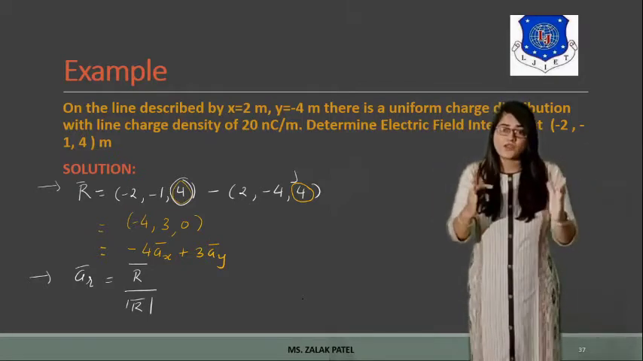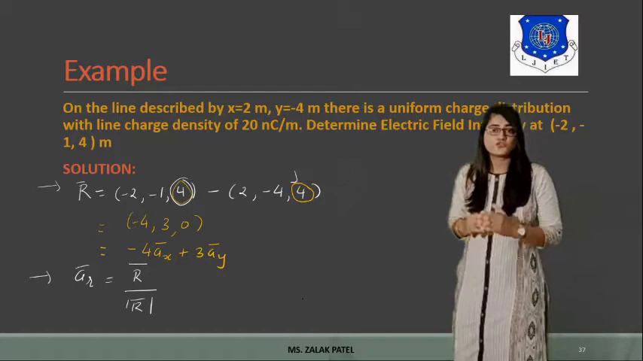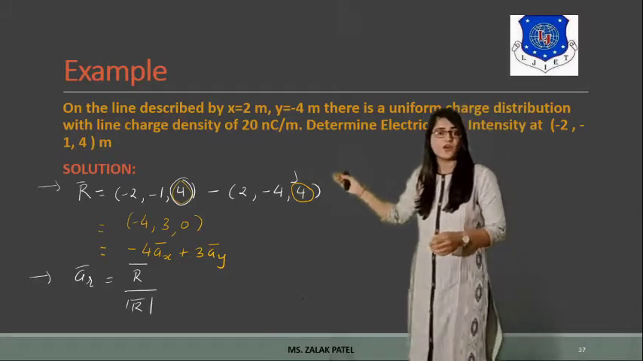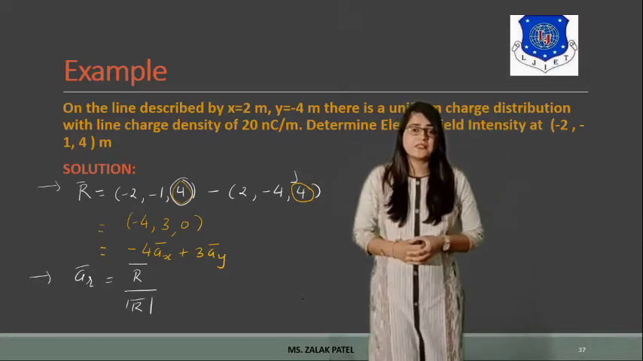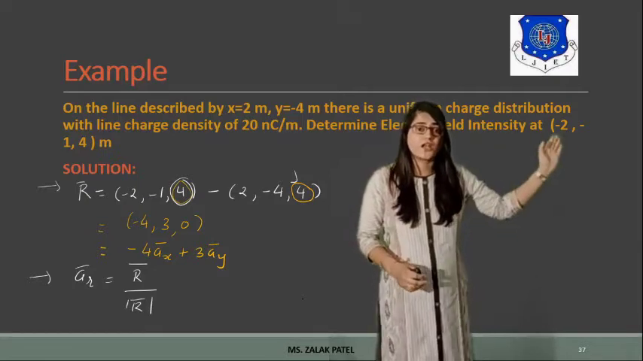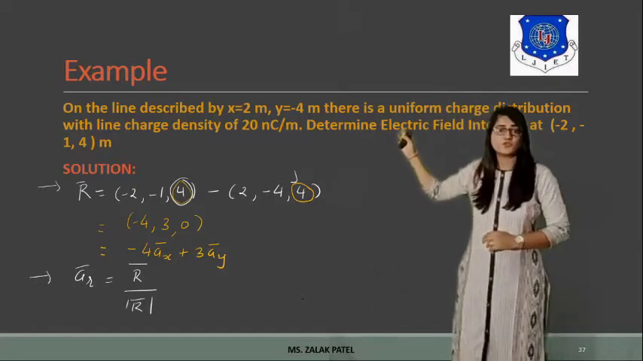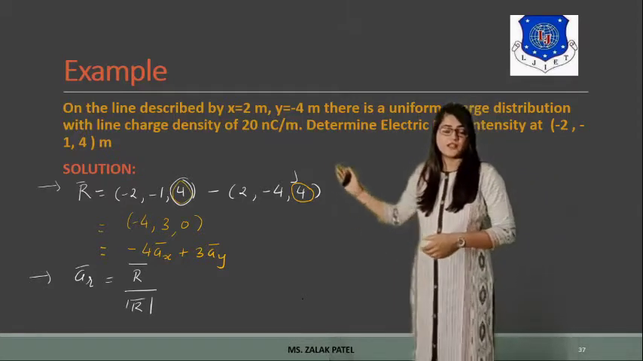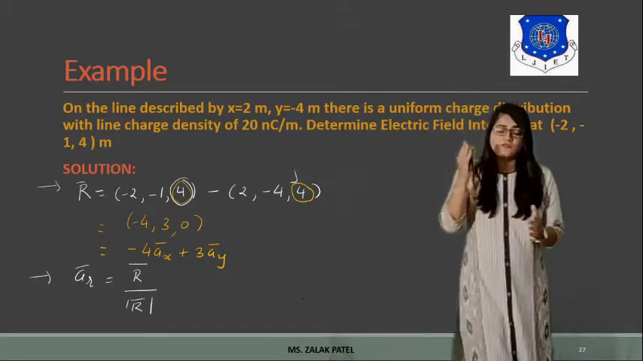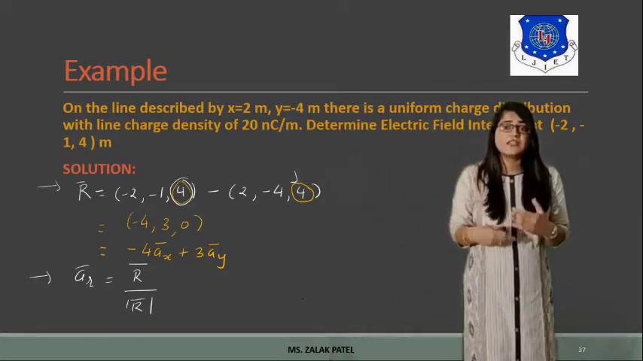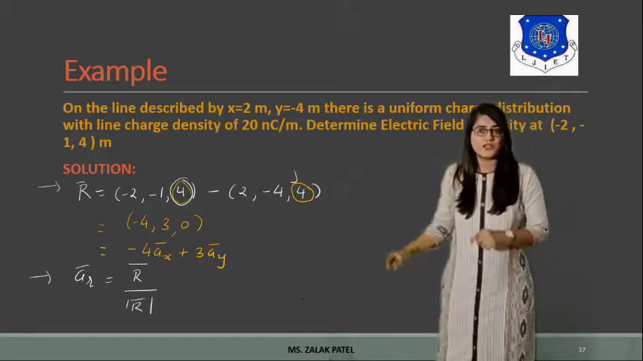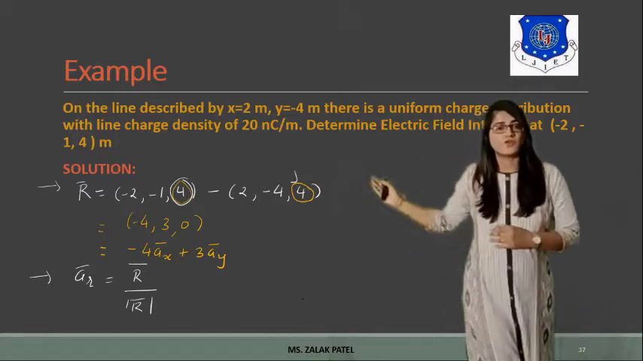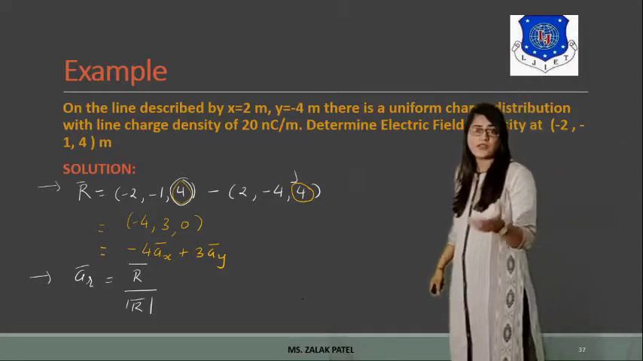Get it? What we have to do? We have to find the electric field intensity. The first point will be as it is, where we want the electric field intensity, that is (-2, 1, 4), minus the point where the charge is located. The charge is located on the line charge distribution, that is x equal to 2 and y equal to -4. We keep x equal to 2 and y equal to -4 as it is, and the third coordinate that is missing we take from the point where we desire field intensity. That z coordinate is 4. So from doing this, you get the answer for R bar.